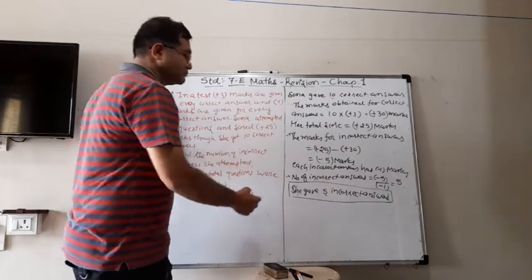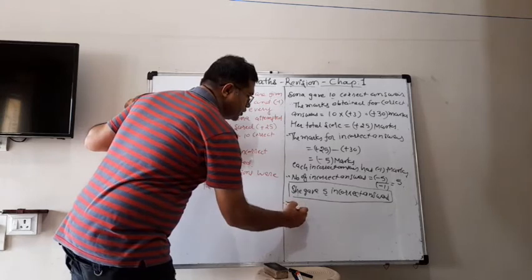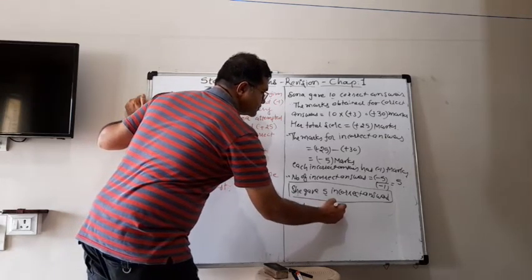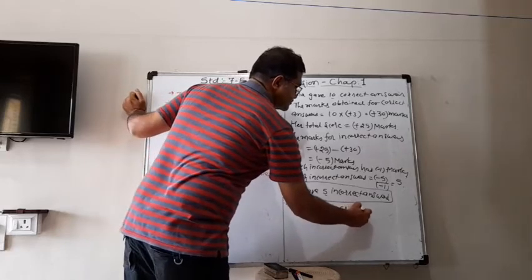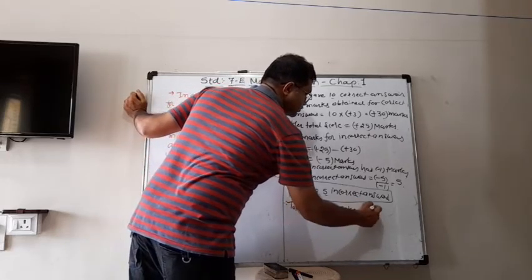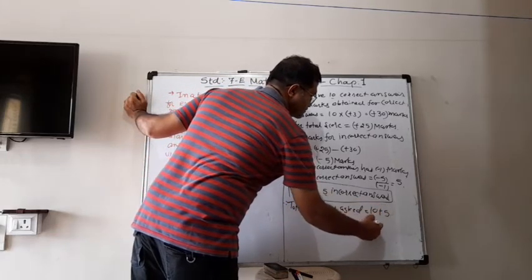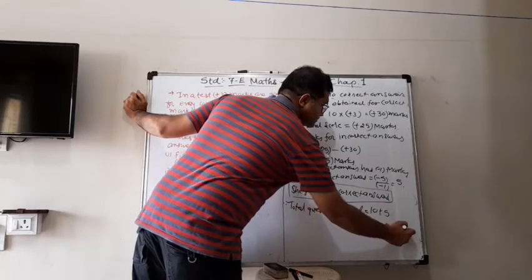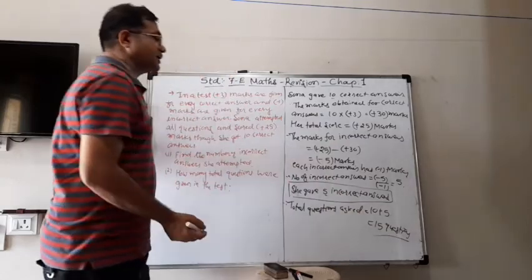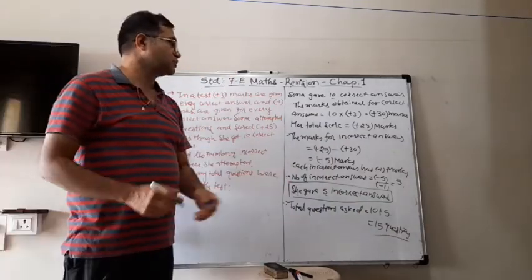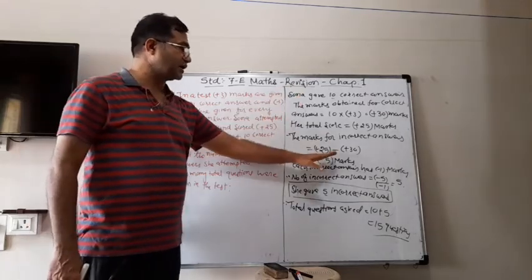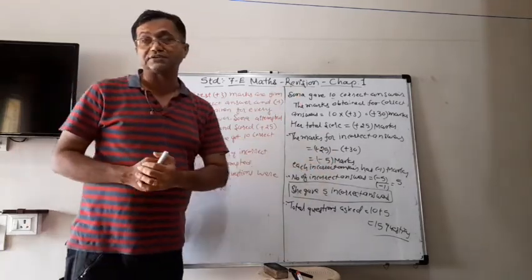10 plus 5. Therefore, total questions asked is equal to 10 plus 5, which is equal to 15 questions. So total 15 questions were asked in that situation, and she gave 10 correct answers and 5 incorrect answers.